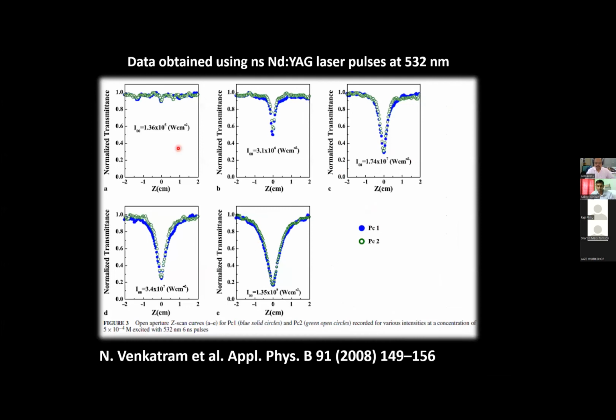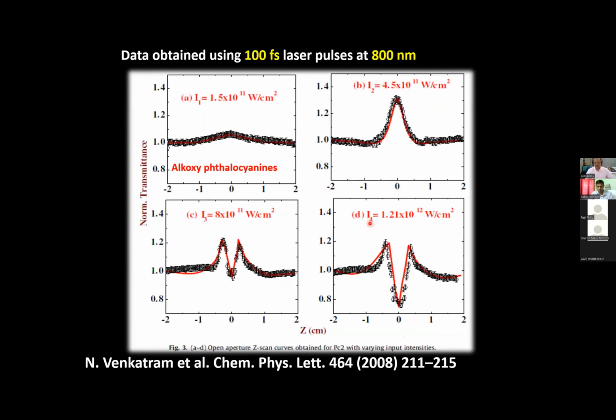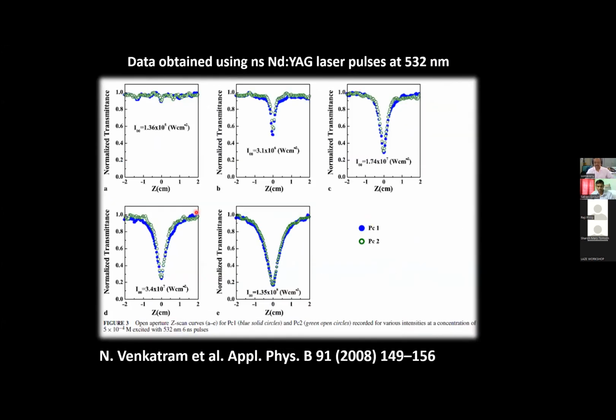This, for example, is the nanosecond Z-scan data of both these phthalocyanines. When you go to femtosecond, you see nanosecond, all you see is only reverse saturable absorption, because these are long pulses, so they remain in the excited state for a long time.